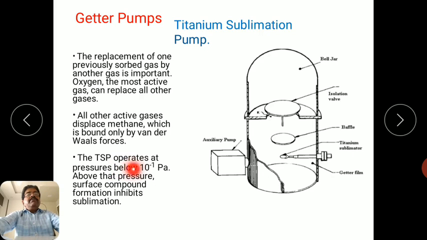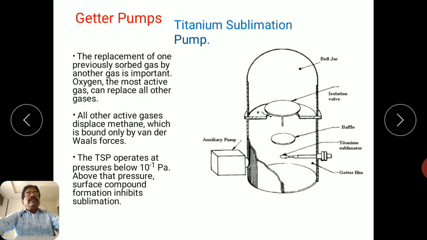This titanium sublimation pump, as I have told you earlier in the diagram, operates below 10 raised to -1 Pascal. Therefore, initially roughing is required here, and the isolation valve is there. Initially, the roughing pump is connected here, and the pressure inside this chamber is brought to the order of 10 raised to -1 Pascal, and then this valve can be closed and you can start with the titanium sublimation pump.